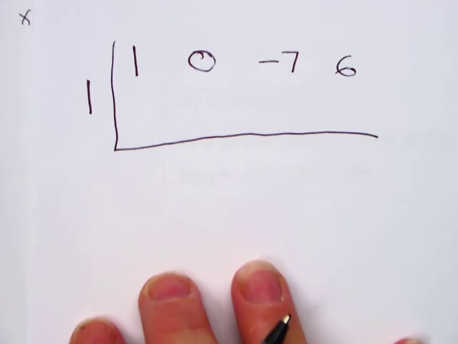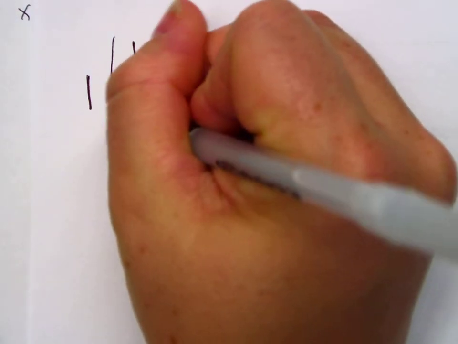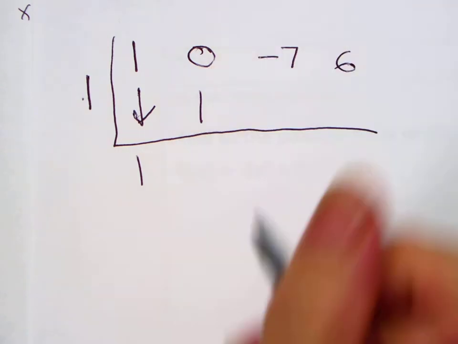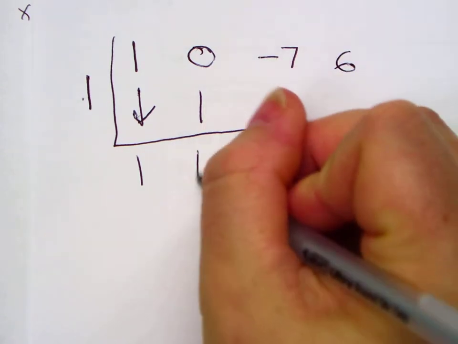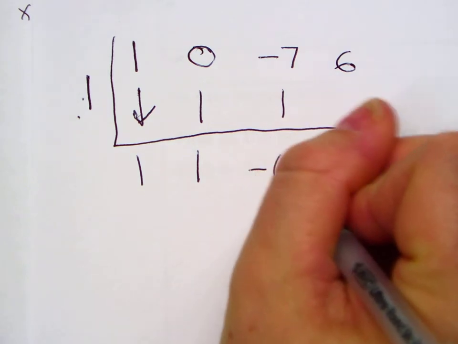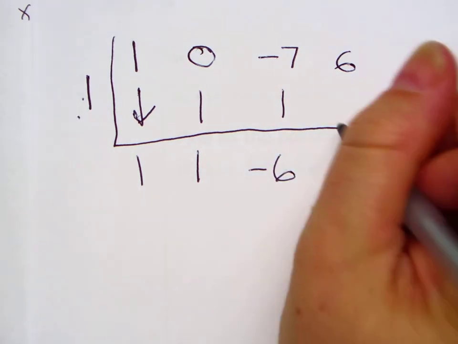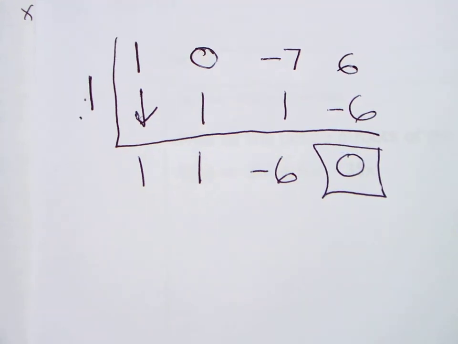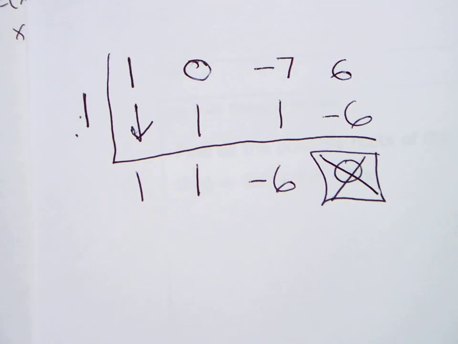All right, so just quick synthetic division. We bring the 1 down. Remember, multiply: 1 times 1 is 1. Combine together: 1 times 1 is 1. Negative 6. 1 times negative 6 is negative 6. 0. So this has no remainder. We are super excited. That's the answer.